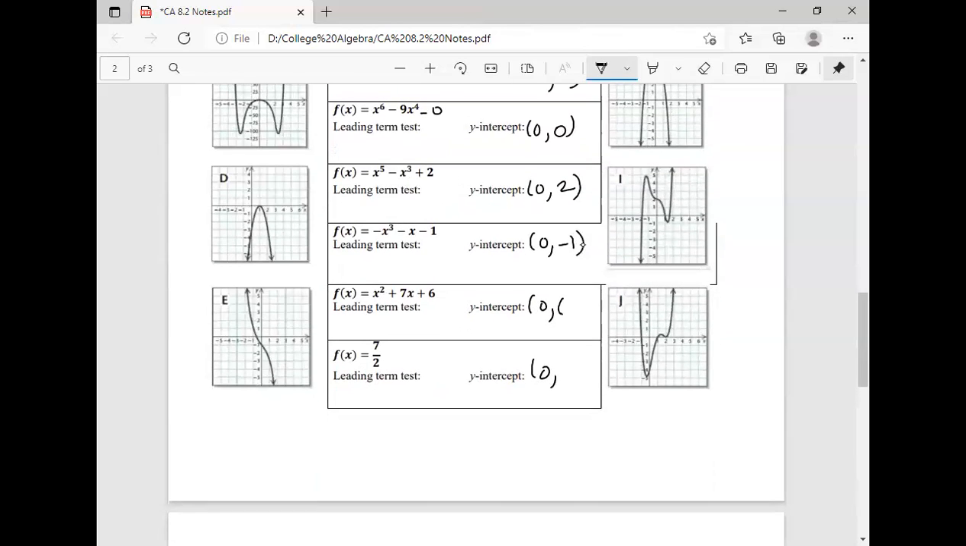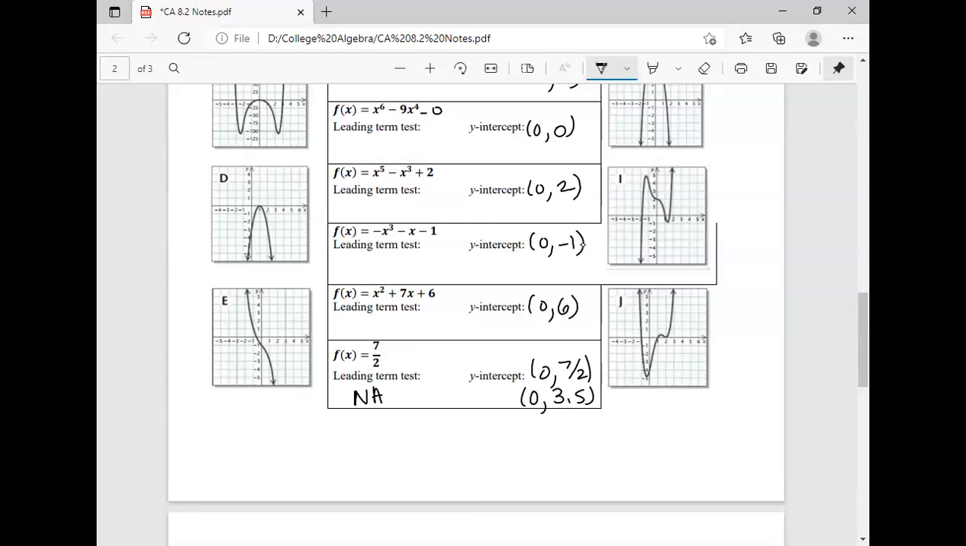So this one would be 6 because x squared is going to turn into 0. 7x is going to turn into 0 when you plug in 0. And this right here, all we have is a constant. That would also be 0, 3.5 if you do 7 divided by 2. And this is just a horizontal line that goes through y equals 3.5. This one doesn't have a leading term. I'm going to put not applicable.